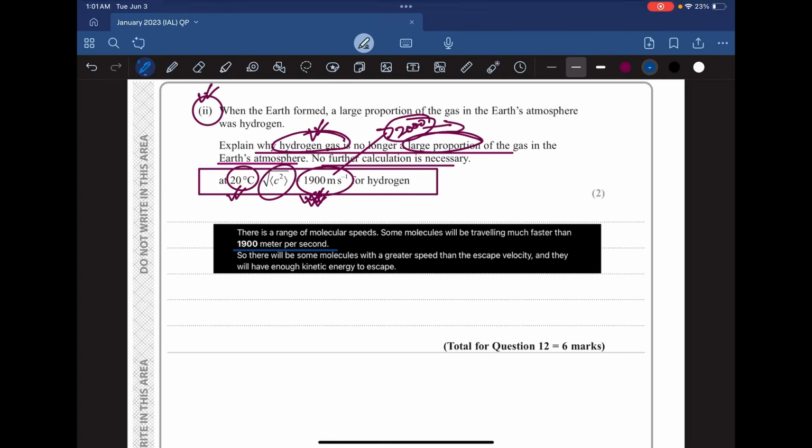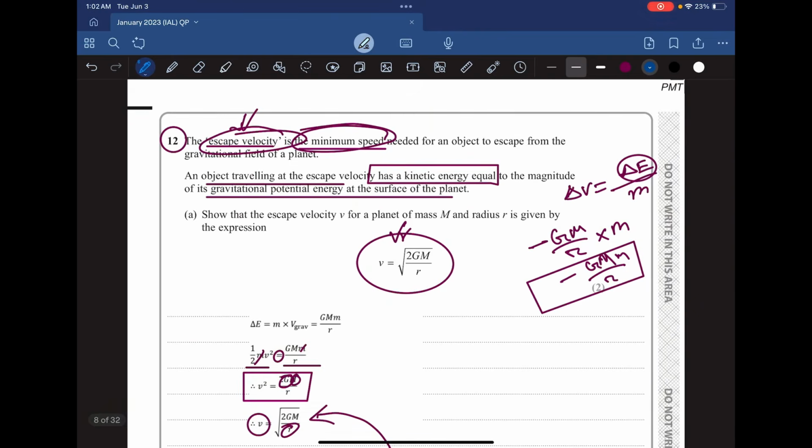So molecules will be traveling much faster than 1900 meters per second. There will be some molecules with a greater speed than the escape velocity, and they will have enough kinetic energy to escape the gravitational field of the planet. So basically this question should be related with the previous part of the question. That's how you should move forward to solving the questions.